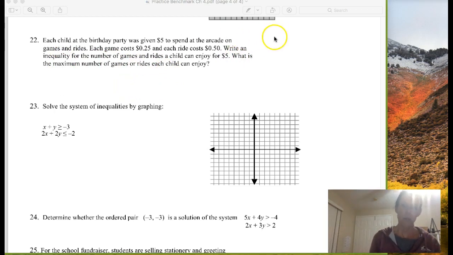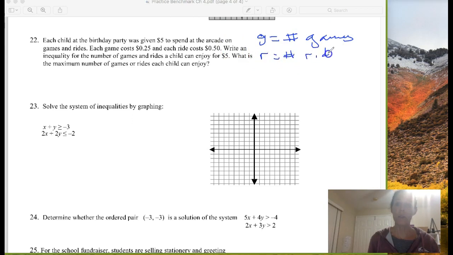So if we want to do X and Y, you can do X and Y, or you can do games and rides. So if you want to do G for games, G equals number of games. Okay, and then R equals number of rides. Always define your variable based on the question. What is the number of games or rides each child can enjoy? What is the max number of games or rides? Okay, so we want to know number of games, number of rides.